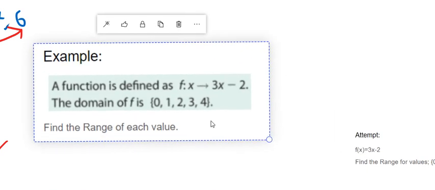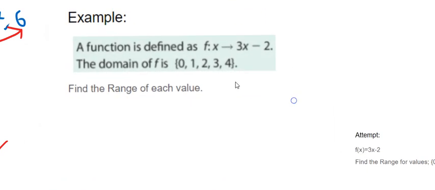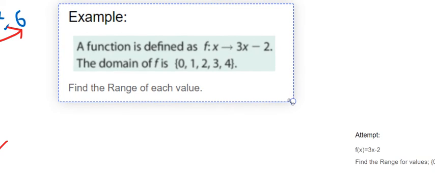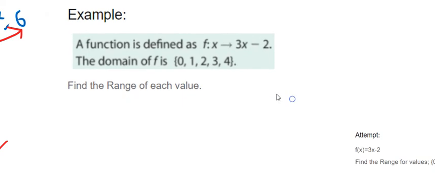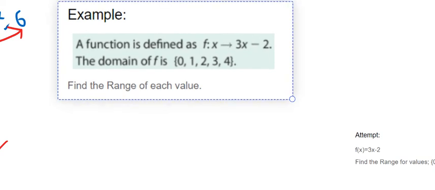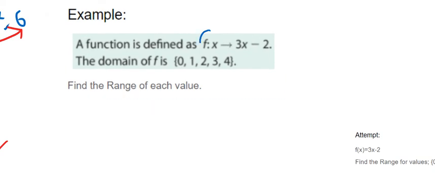Right, here's an example of another function. A function is defined as, and this is just notation, don't be too worried yet about this kind of notation. All it means is that the function of x is 3x minus 2. So the function of x is 3x minus 2. So the domain of f is 0, 1, 2, 3 and 4.